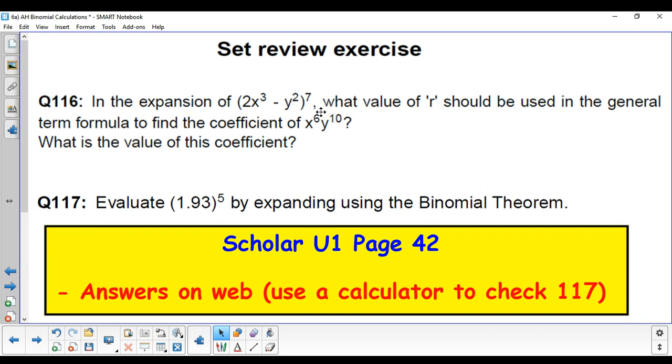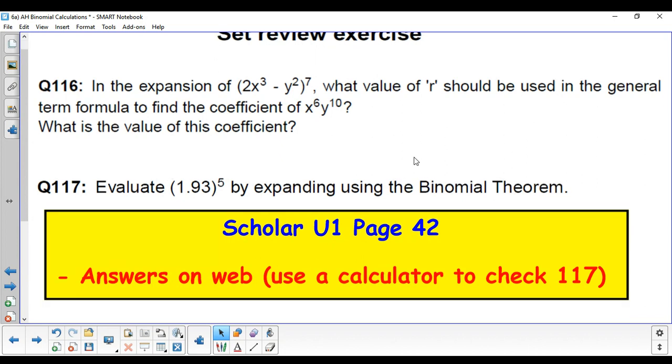in expansion to the 7. What value of r should be in the general formula to find the coefficient x6 to the 10? It just means the same. Find the coefficient for that, find me r, find me the number. And then after that, these two, the set reviews, the answers are on the website, but if you want to, you can just find the answer to 117 using your calculator.